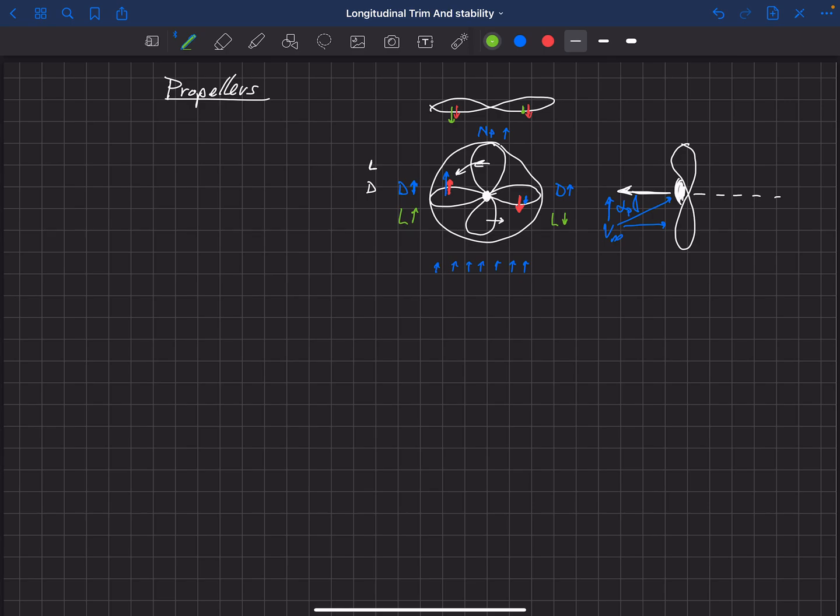Now this section, we're only looking at longitudinal forces and moments, and so we're only going to look at the effects due to angle of attack and the resulting normal force that comes from that. The resulting yawing moment that comes due to our difference in lift will be discussed later when we get into the lateral effects of a propeller.